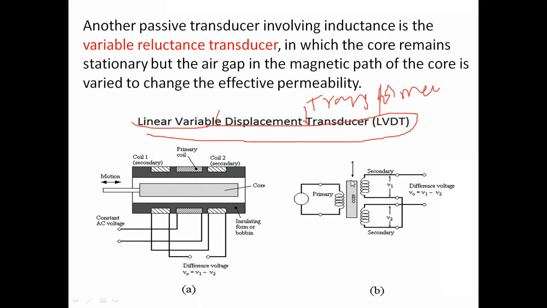Initially, the core is at the center of both secondary windings. Suppose this is the center position, at equal distance between the two secondary windings. Due to that, the flux linkage from the primary winding is equally distributed to the two secondary windings, and the EMFs generated in the two secondary windings, V1 and V2, are equal. That's why V1 minus V2 is equal to 0. I think you are getting this concept.